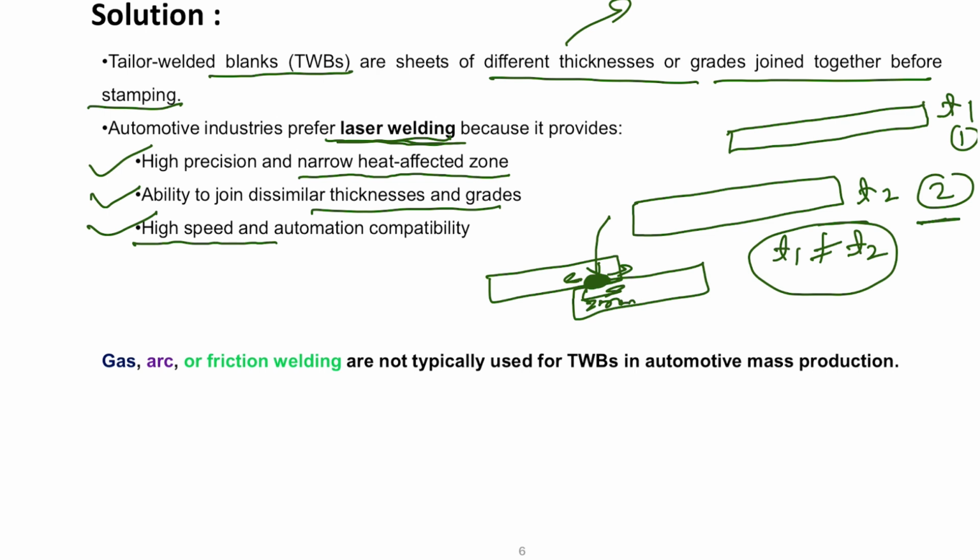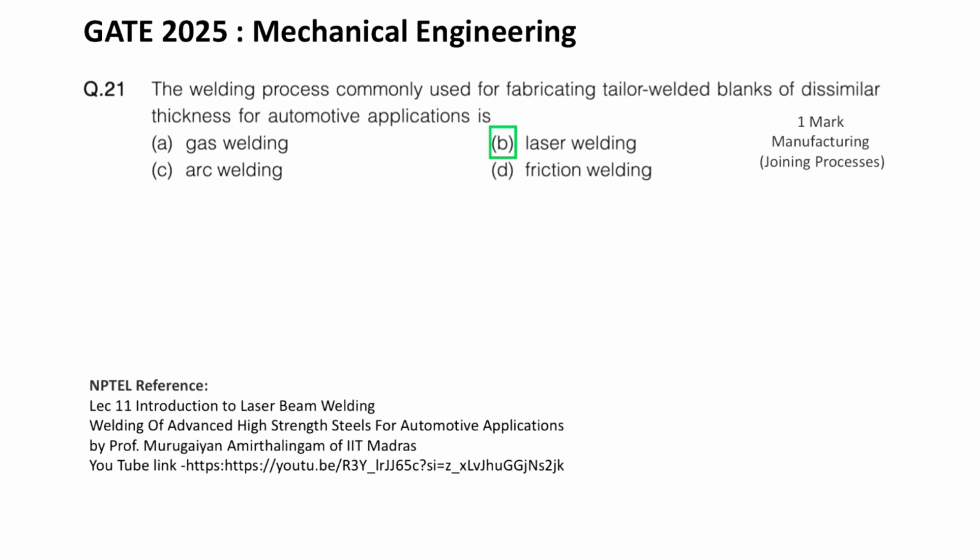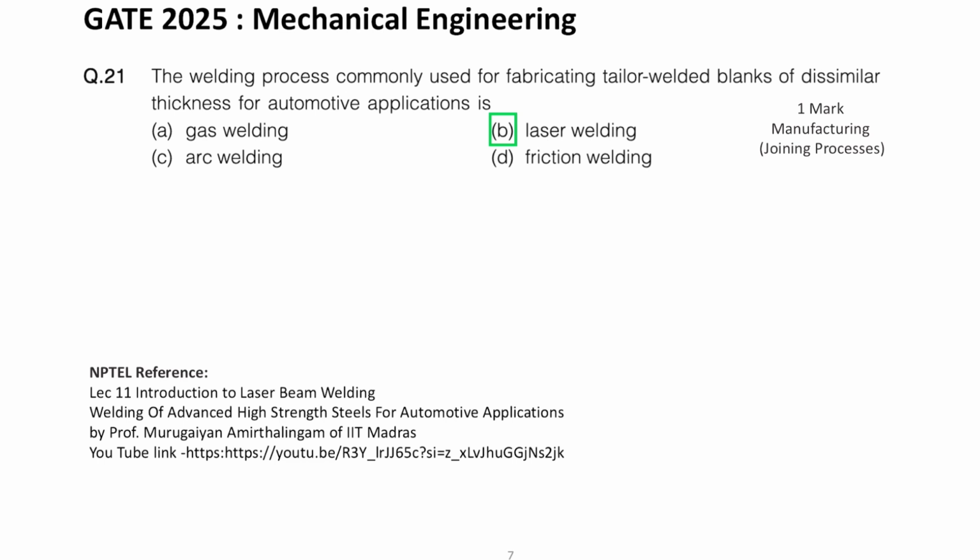The other options given, like gas, arc or friction welding, are not typically used for TWBs in automotive mass production, because they take more time, but in automotive we want our production to be fast. So what we can say is that when we are welding two dissimilar thickness plates in automotive, we will use laser welding. So option B will be correct.